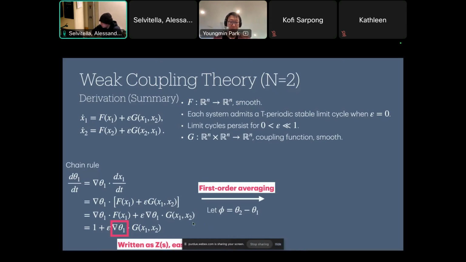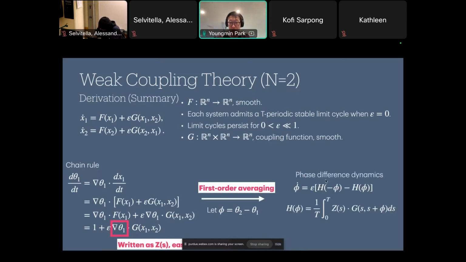Yes, okay. So we can apply first order averaging to obtain a scalar differential equation for the phase difference dynamics. It is very straightforward, when epsilon is small, to write down an equation that describes that plot I was alluding to earlier. This integral comes from first order averaging, and this term, grad theta 1, is known how to compute in the neighborhood of the limit cycle, and that's often written as z. So that's where that z comes from here.